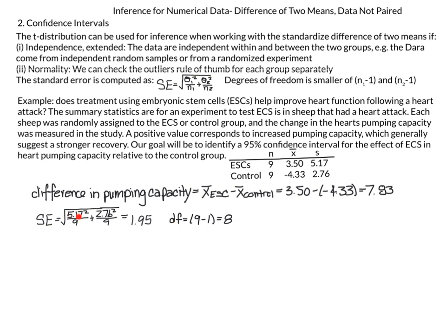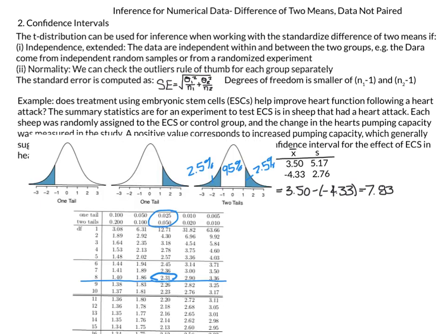So for the standard error, I'm going to take my first standard deviation squared over n. So here's 5.17 squared over 9. And then my second standard deviation, 2.76 squared, also over 9, and then square rooted, I get 1.95. My degrees of freedom, well, n1 and n2 are equal, so it's just going to be 9 minus 1, equal to 8. Now I'm going to look at our t-score distribution table.